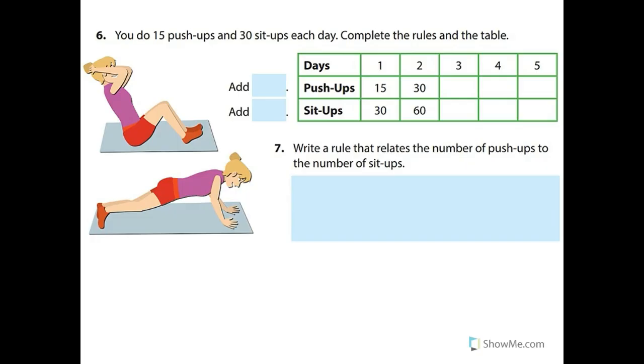So push-ups, you do 15. You're doing 15, so you're adding 15. Sit-ups, you're doing 30. So adding 30 each time. So we got 45, 60, 75. And then we've got 60, 90, 120, 150.